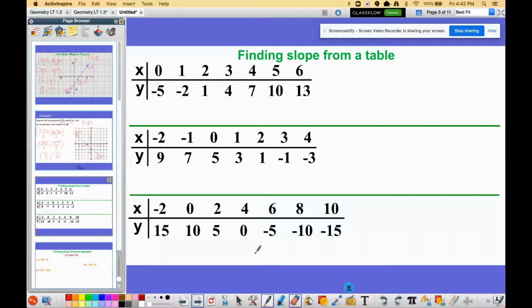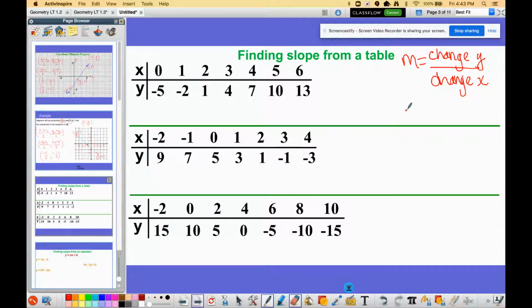So the first part was that midpoint formula. The second part is going to be finding slope. We're going to review finding slope from a table, from an equation, from a graph. Okay, so we'll look at lots of different ways. Just to review for finding slope, remember that slope is represented with the letter m. And slope is the change in y over the change in x.